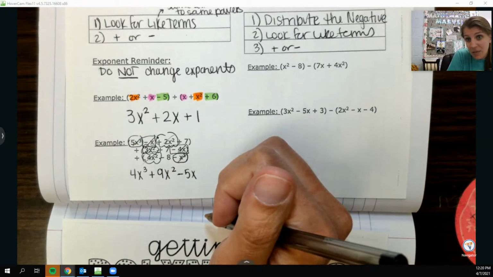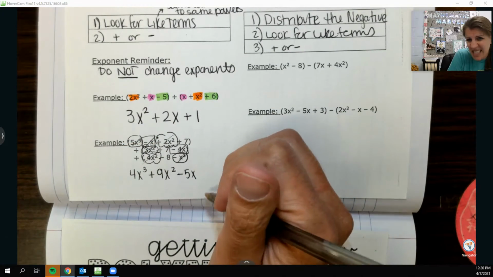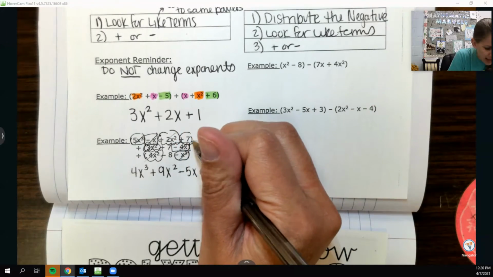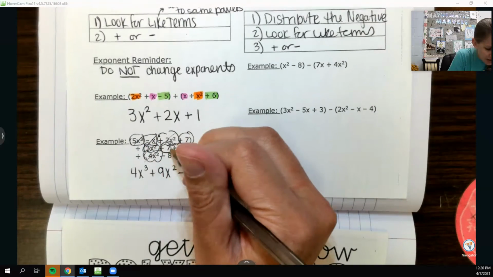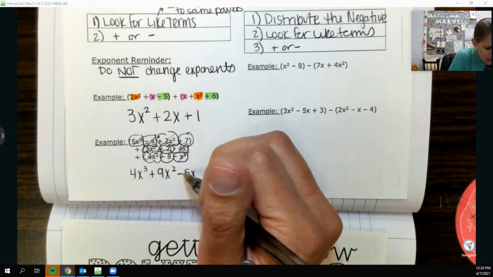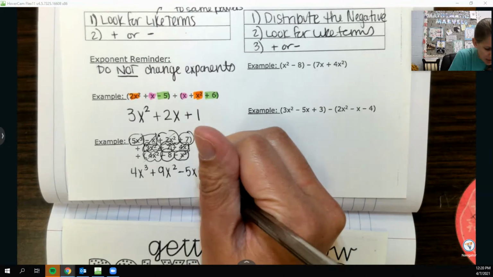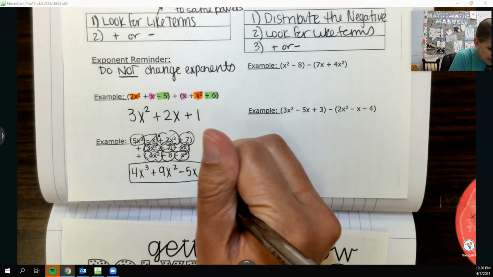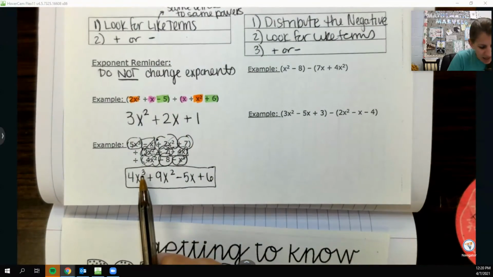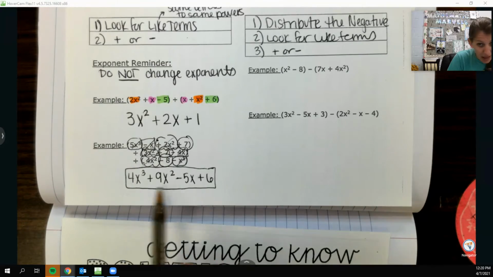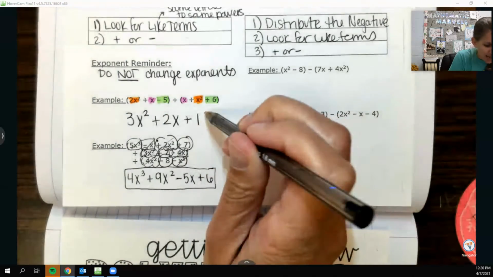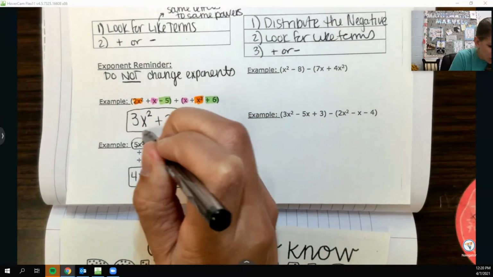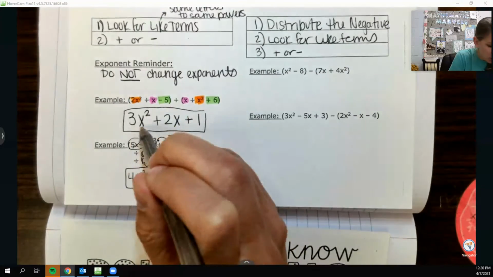And then I look for the numbers without any letters because that would be to the 0 power. So we have a 7 here, a 7 there, and a -8 there for a total of 6. And then if I wanted to be real fun and name that, it is a cubic polynomial. And this one was a quadratic trinomial.